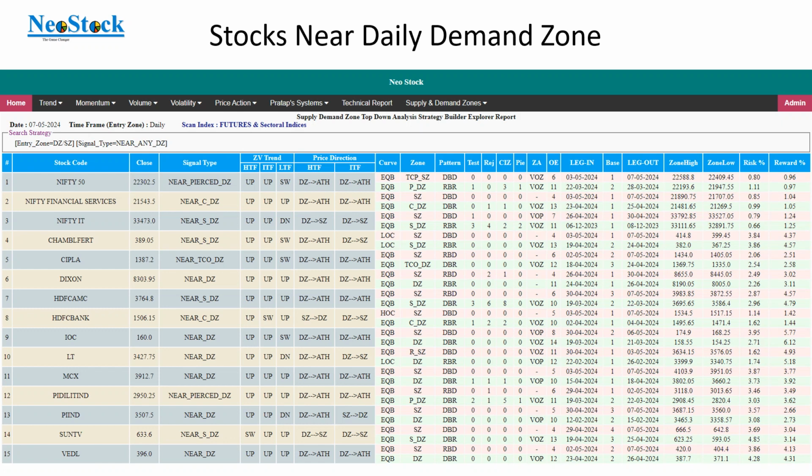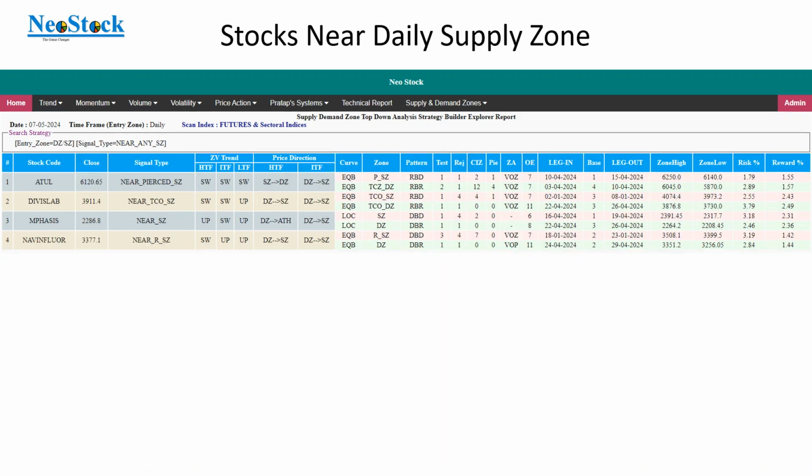Because you are not having these reports, I have provided the daily and 75 minutes stocks near daily and 75 minutes zones. Here you can identify high liquidity zones. I am not getting into the details, but you can pause the video and find the high liquidity zones from this list. This is the daily stocks near daily demand zone. This is the stocks near daily supply zone. These are the reports generated on 7th May 2024.